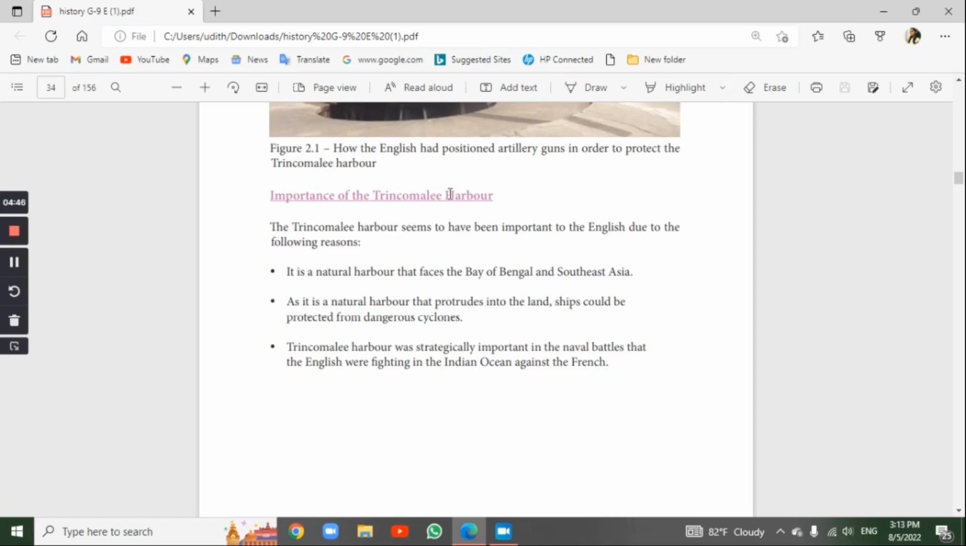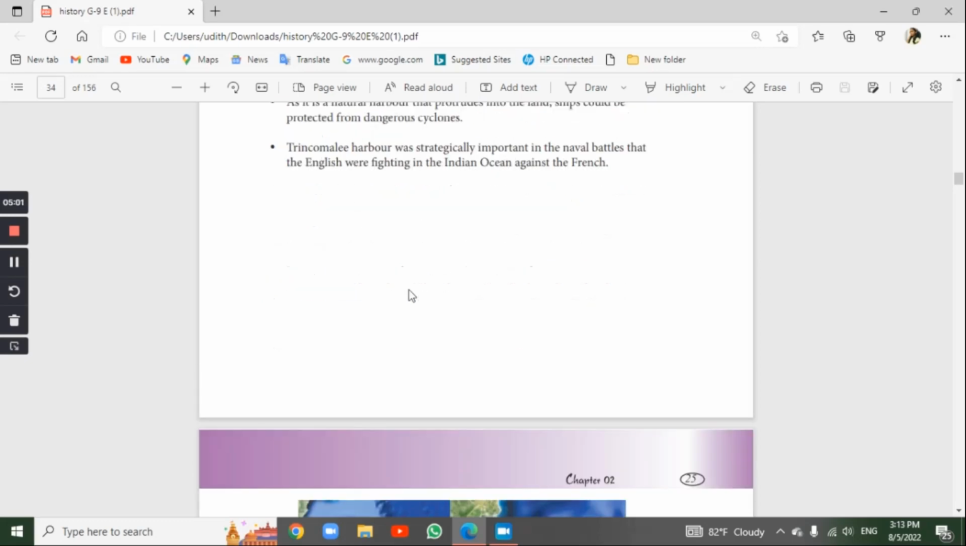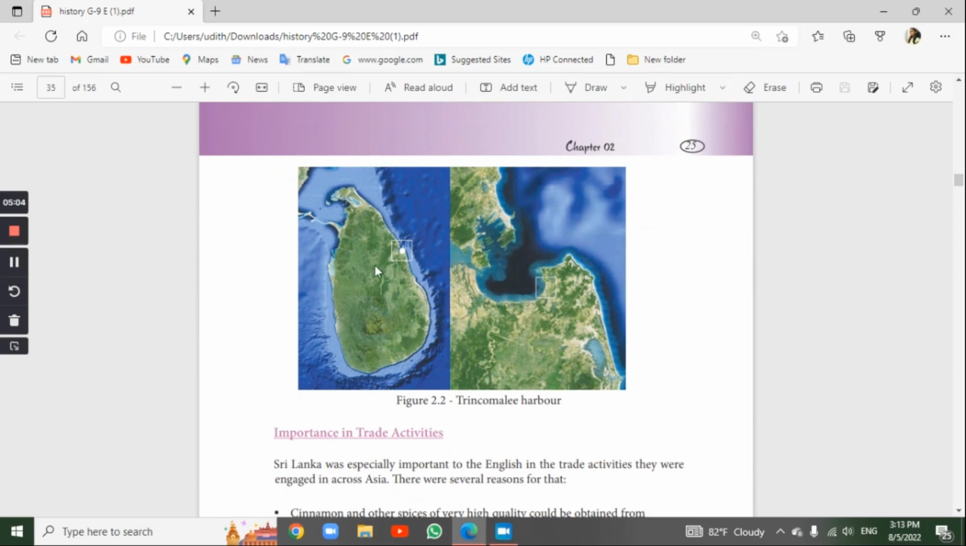At that time the English were also fighting with the French. So they could keep their naval battles around the Indian Ocean to fight with the French. Those are the three reasons why the Trincomalee harbour is important. You can see the Trincomalee harbour is situated in this western part.